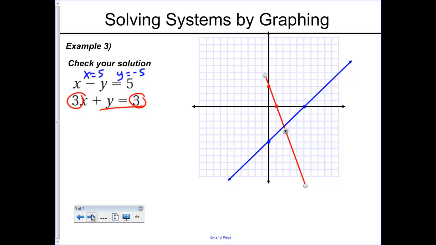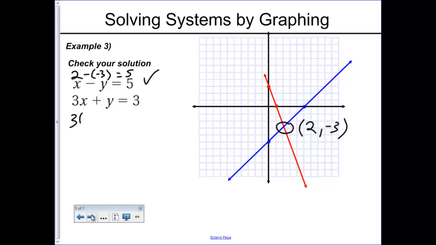Draw your line best that you can. And it looks like the solution is right here. Those coordinates would be 2, -3. The only way to know for sure is to go back and substitute your numbers in to make sure that it actually works. So up here we have 2 minus a -3. Does that equal 5? Yes, it does.